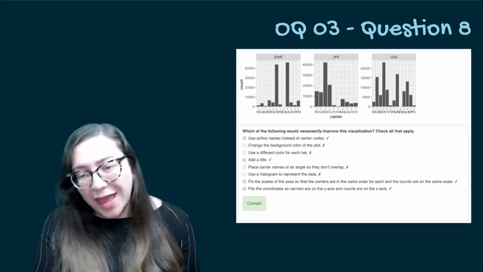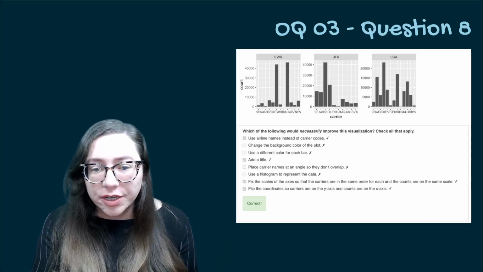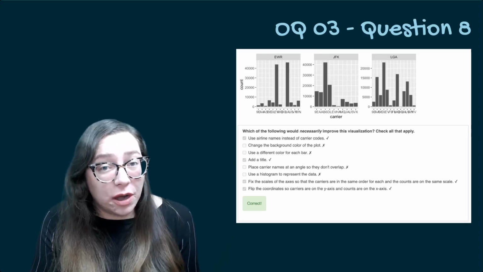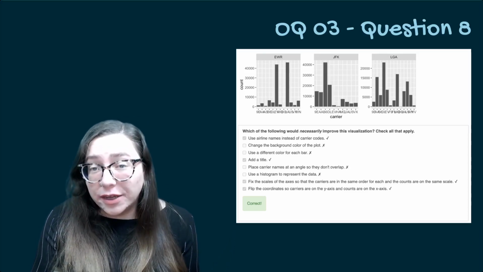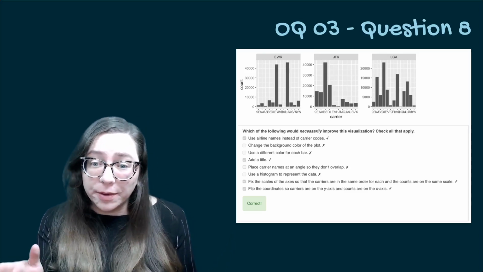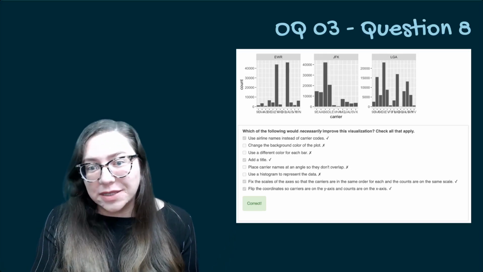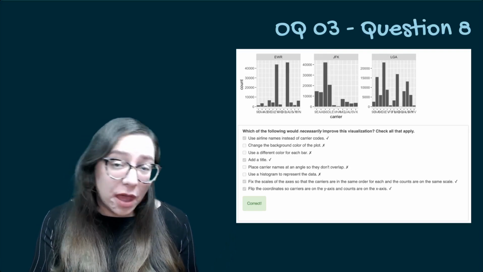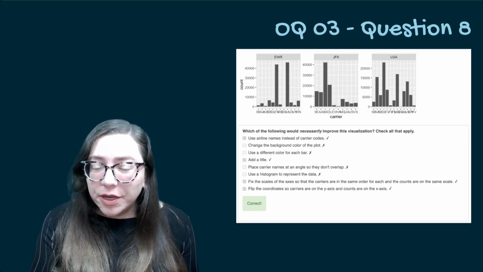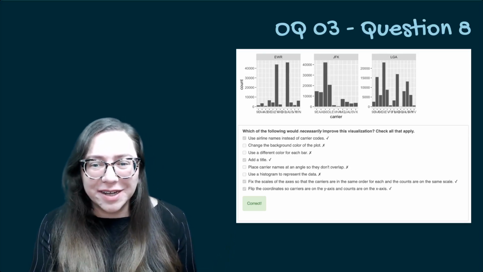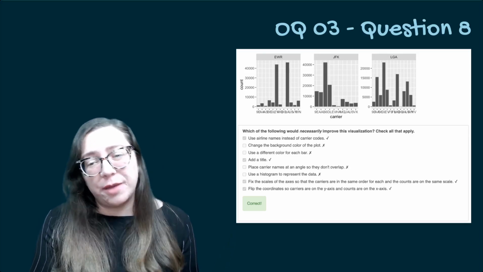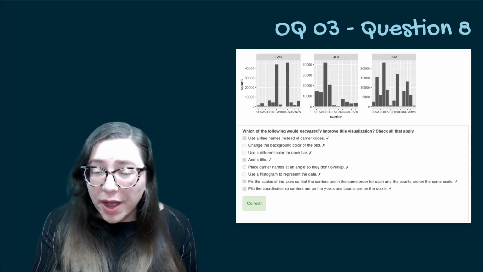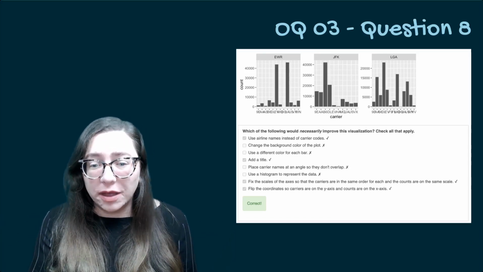Changing the background color, again, we have talked about that with the previous question. Using a different color for each bar would be adding a little bit of color to our plot, sure, but it's not necessarily an improvement because we're not using color to track a particular airline throughout the facets here. Placing carrier names at an angle so they don't overlap: them not overlapping is indeed a good idea, but usually placing things at an angle does not necessarily improve the visualization. We do want to be making them legible. Some things we might think about are flipping the plot so they are on the y-axis or somehow expanding the plots.